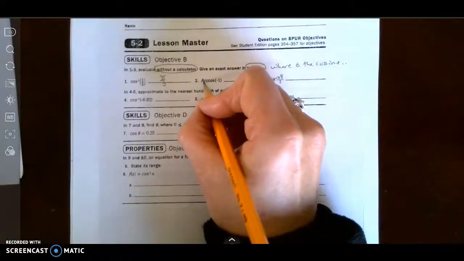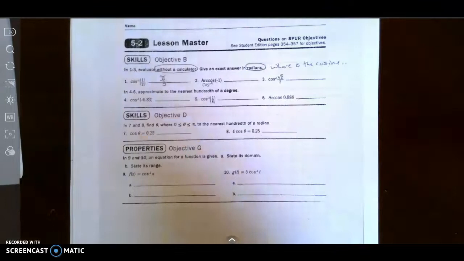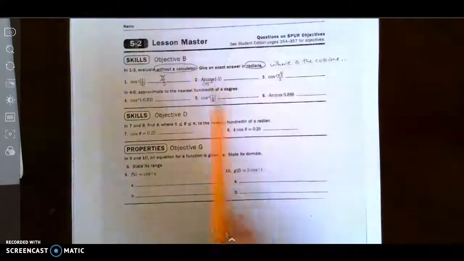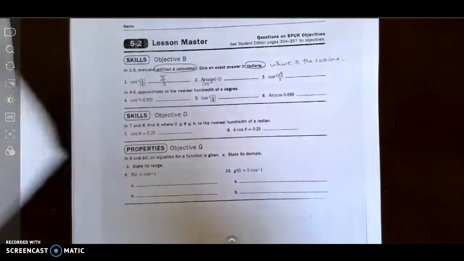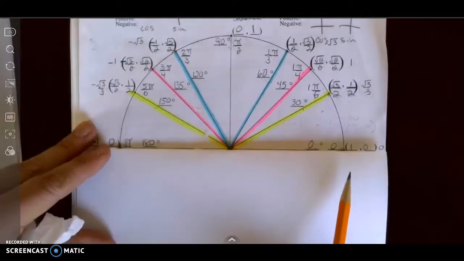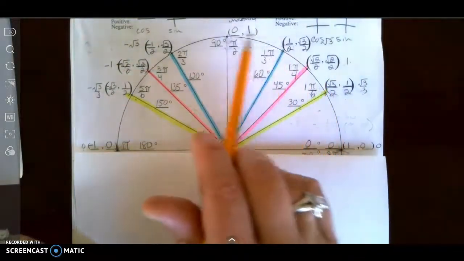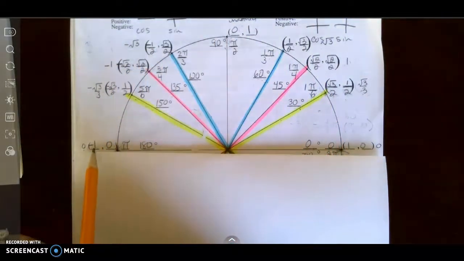Number 2, arc cosine, which is the same as inverse cosine. Where is the cosine -1? So again, I'm only looking at the top half of the circle because I'm in inverses. I need my x-coordinate to be -1, and it happens right there at pi.